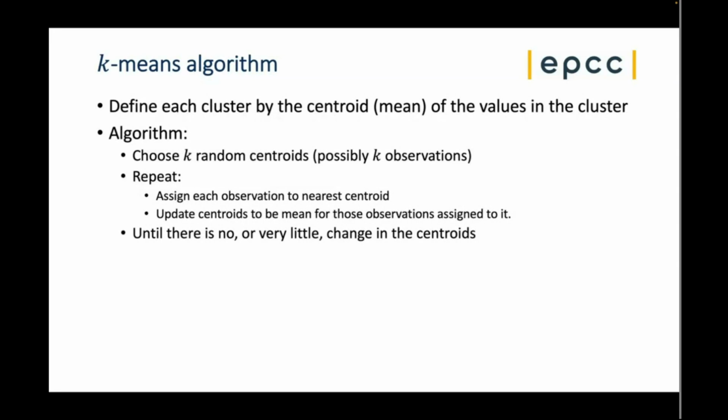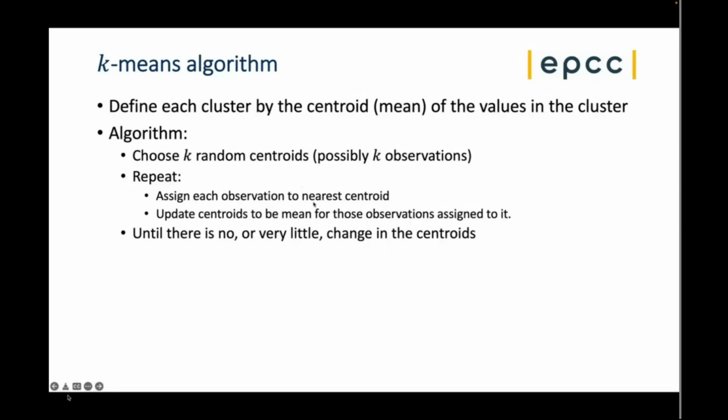So the algorithm is as follows. We define each cluster by the centroid of the values in the cluster. We start by choosing k random centroids. These could be some of the observations, or we could just pick them in some other way. And then we repeatedly assign each observation to the nearest centroid and update the centroids to be the mean for those observations assigned to it until there is no or very little change in the centroid. So I'll show an example of this in a moment.